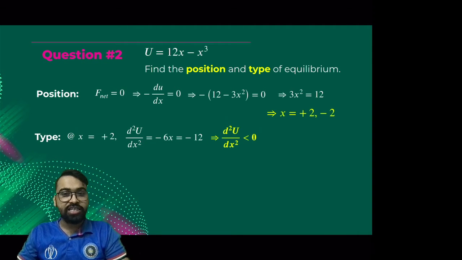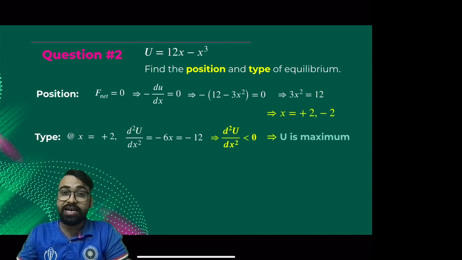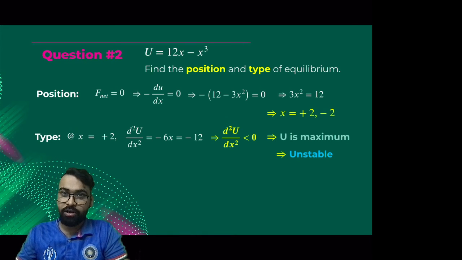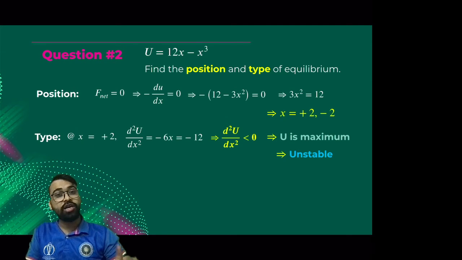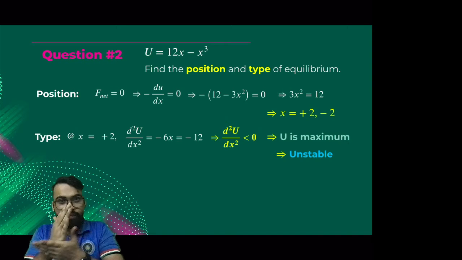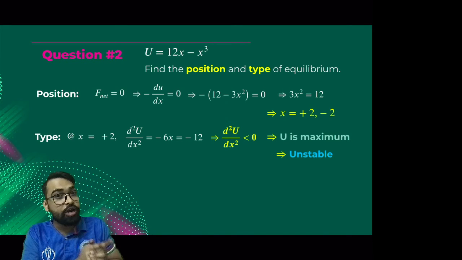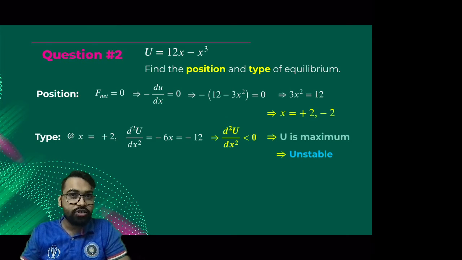Now whenever it is less than 0, you say that in this case u is maximum and that this is a condition of unstable equilibrium. The next thing that I can say over here is that this is only half the part of the question, because x equal to plus 2 if you took, why are you leaving out minus 2? Let's talk about minus 2 now.